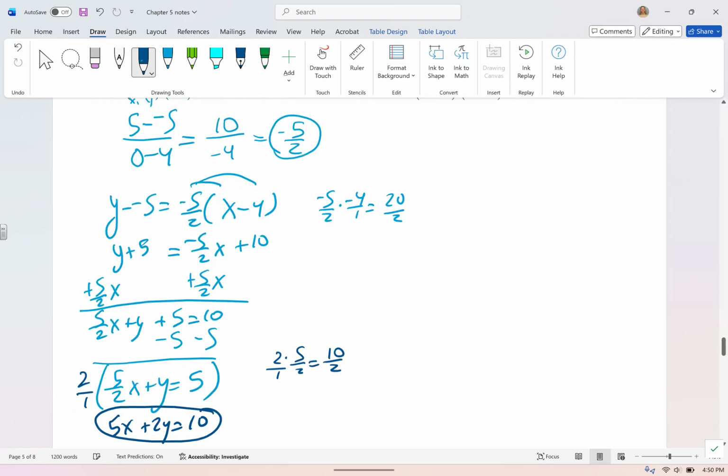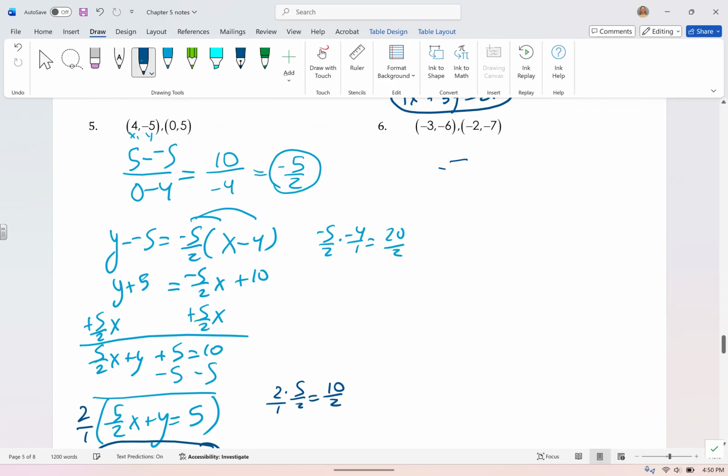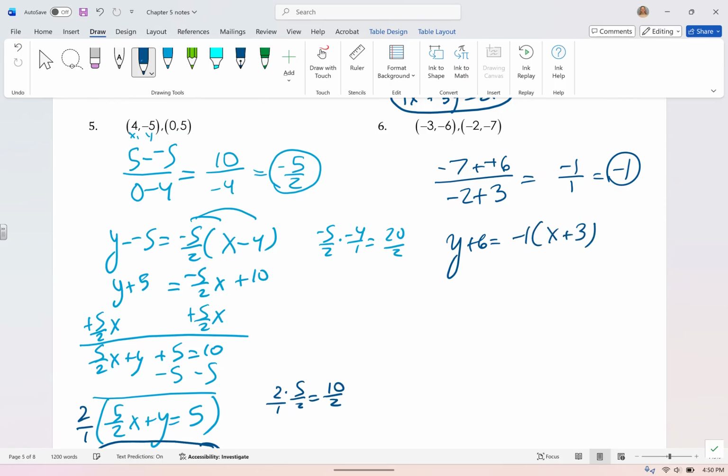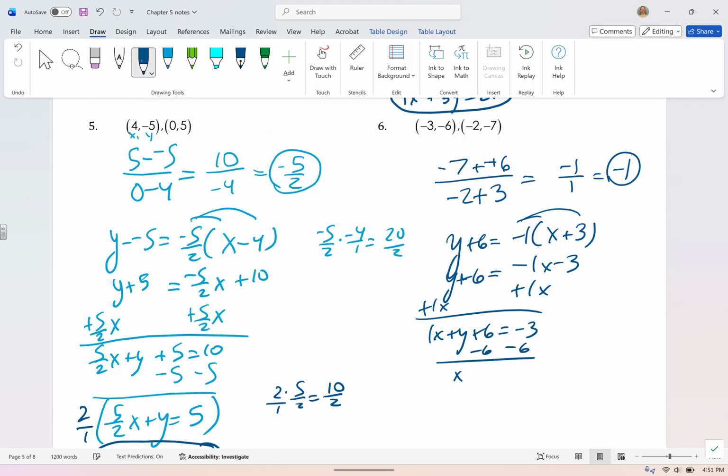Okay. And the last question, negative 7 minus negative 6 over negative 2 plus 3 is going to give us negative 1 over 1, which is negative 1. Y plus 6 equals negative 1, x plus 3. Distribute, get negative 1x minus 3. We got to add 1x to get it to the other side. So 1x plus y plus 6 equals negative 3. Minus 6 from both sides, you get x plus y is equal to negative 9. You don't have any fractions and your leading term's positive, so we're good to go.